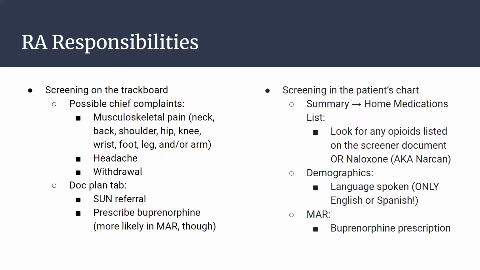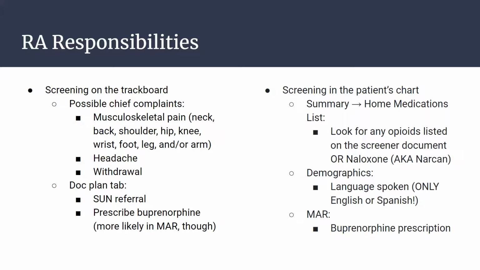So lastly, to finish up this very long video, I'm going to be talking about our RA responsibilities. Because this is an RC study, meaning that we cannot personally consent and enroll patients, we're just going to be assisting with the screening process. So I wanted to give you guys some tips for what to look for on the track board and in the patient's chart. So the first thing I always look at is the chief complaint, of course.